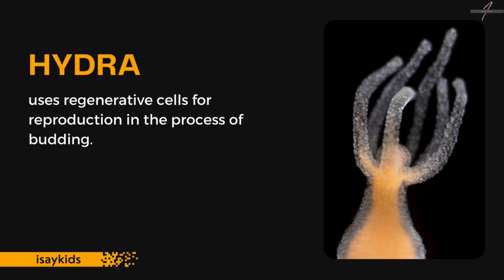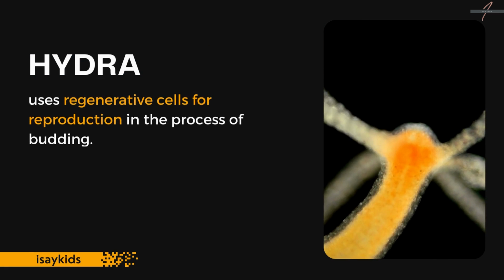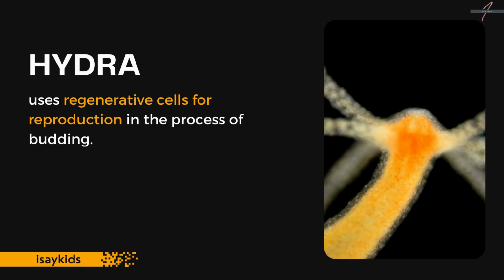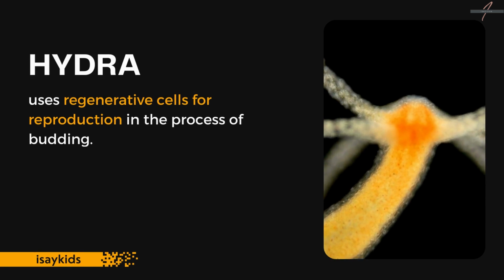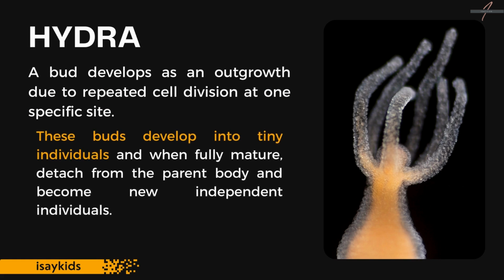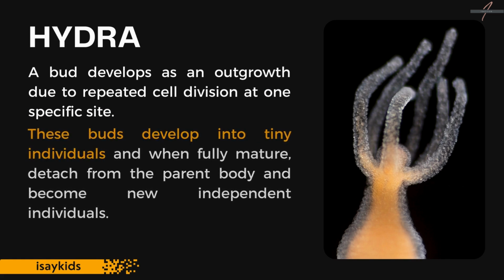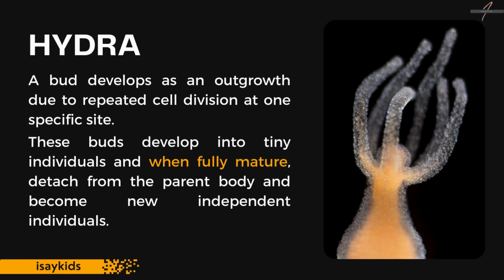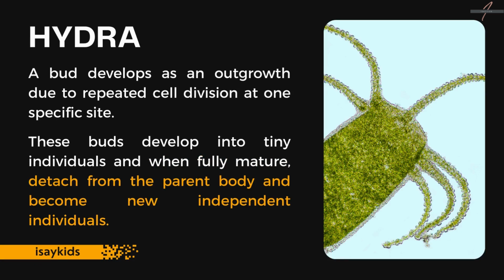Next is budding. Organisms such as Hydra use regenerative cells for reproduction in the process of budding. In Hydra, a bud develops as an outgrowth due to repeated cell division at one specific site. These buds develop into tiny individuals and, when fully mature, detach from the parent body and become new independent individuals.